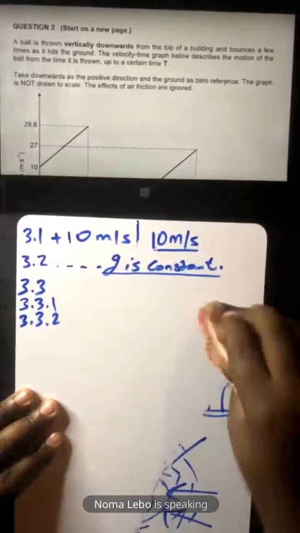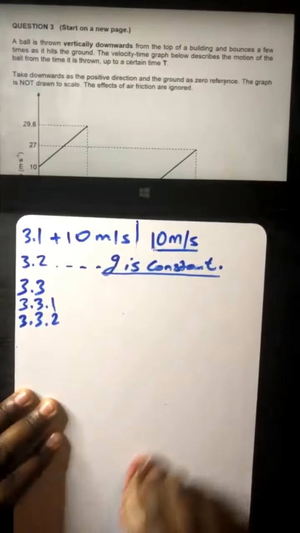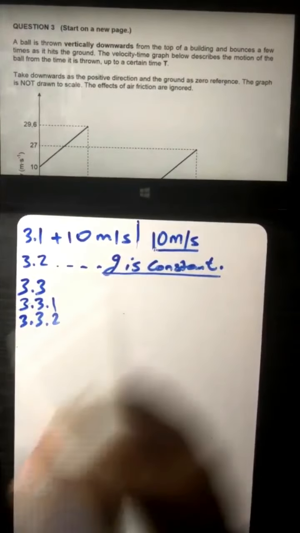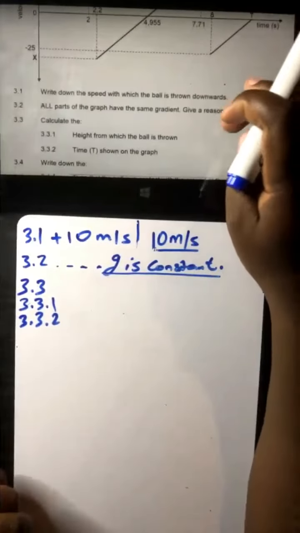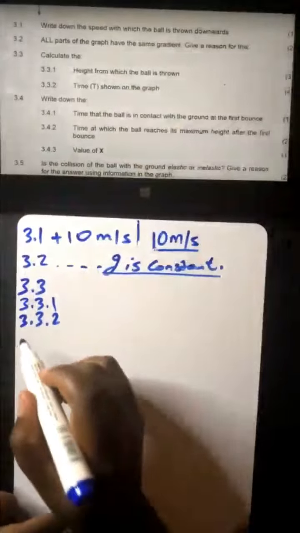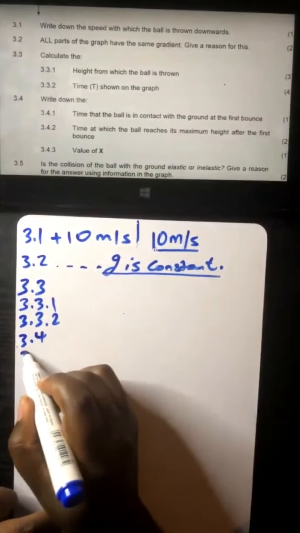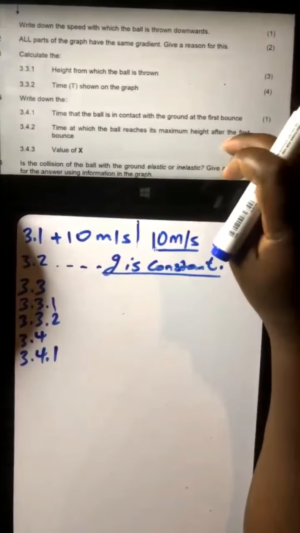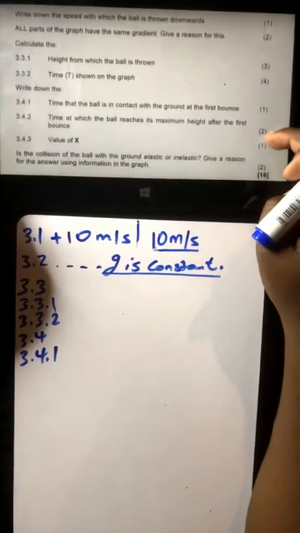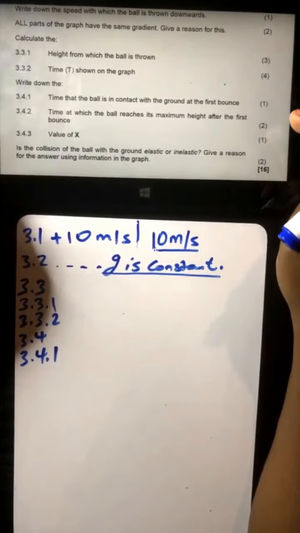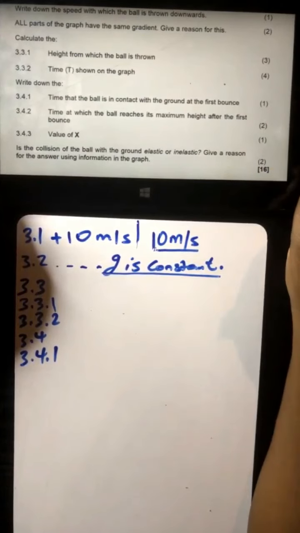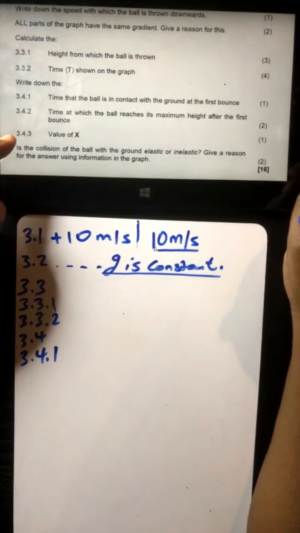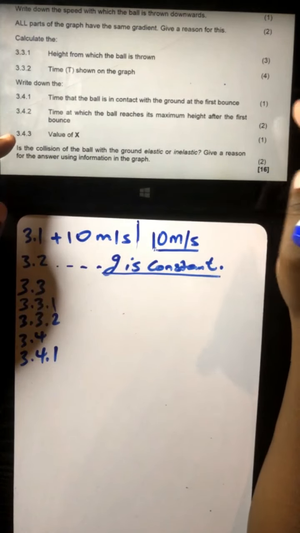It's clear now. Okay, so now let's move to the next question, which is 3.4.1. So guys, normally when you're given this type of question, 3.4.1, it's allocated 1 mark.